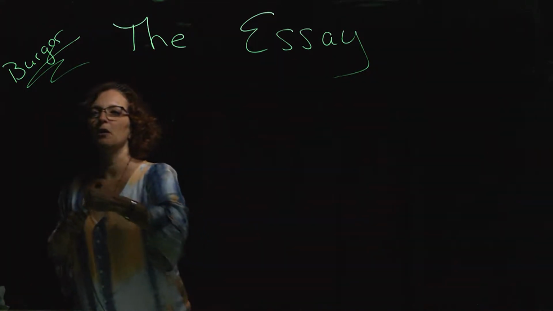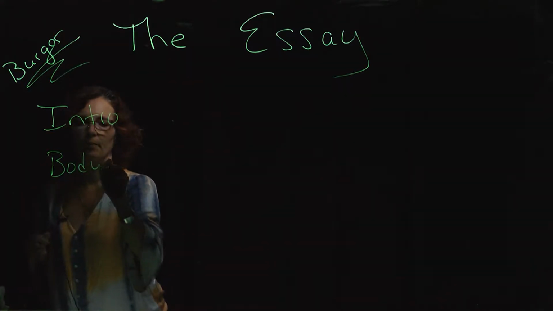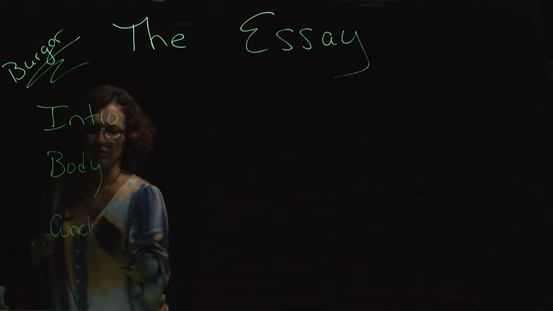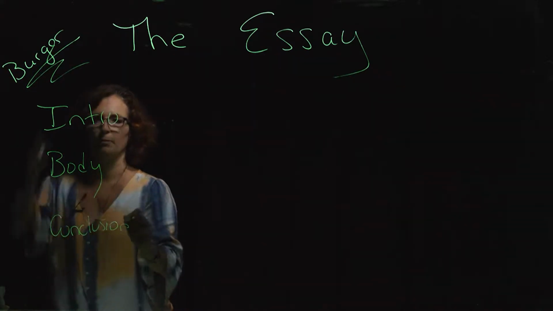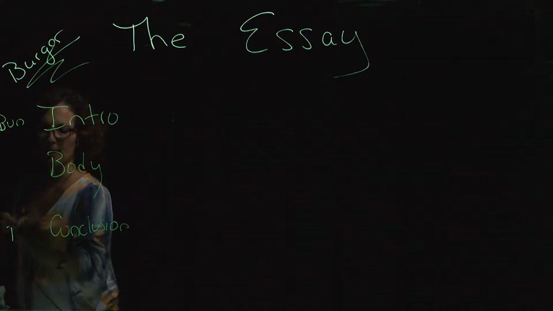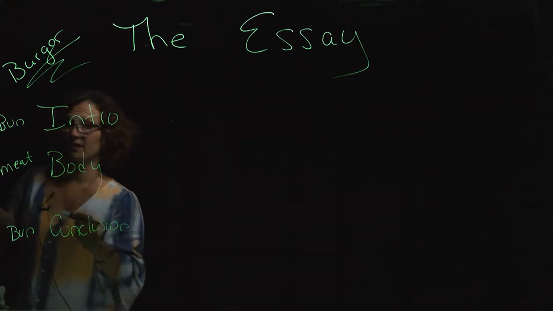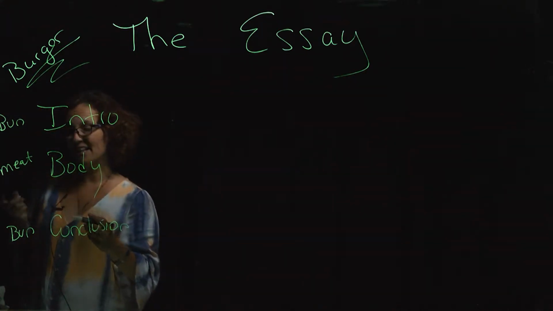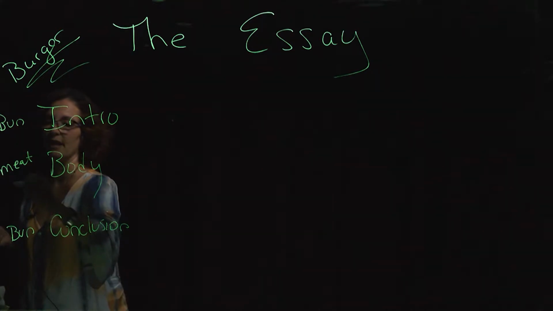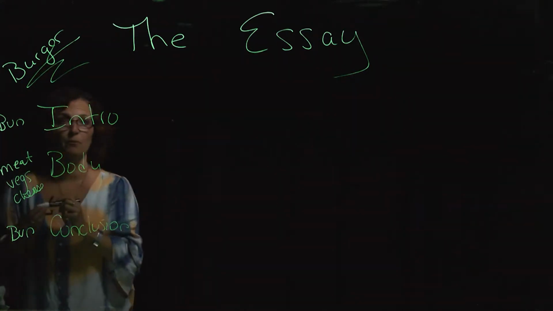So the first thing we need to know is that an essay is divided into 3 parts. We've got the introduction, we've got the body, and we've got the conclusion. So to go to our burger metaphor, this is the bun, this is the bun, this is the meat. Now, some of us are vegetarians or vegan, so we could call this the veggies or the cheese or whatever analogy works for you.